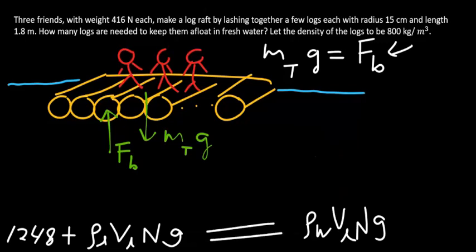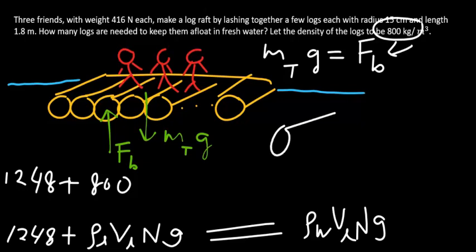So there we go. The only unknown that we now have to solve is the number of logs. Let's expand on this equation. So this is 1248. The density of log is given to be 800. That is right there. The volume of that log, we know if it's in a cylindrical shape, the radius is 15 cm and the length is 1.8 meters.